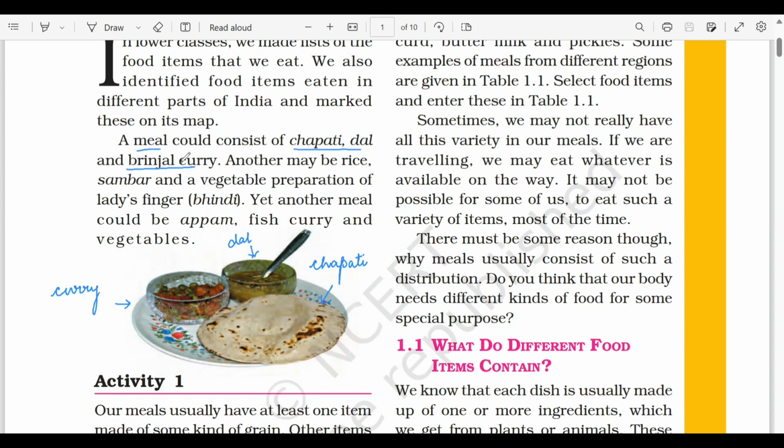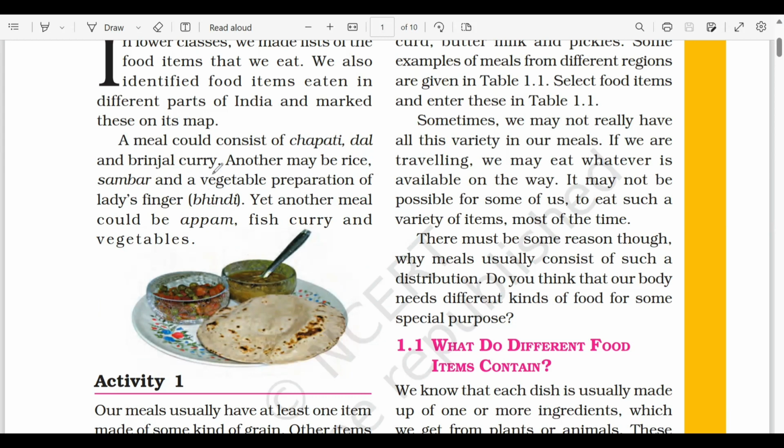Similarly, एक और मील हो सकता है where there could be a rice along with sambar and some other vegetable, might be a lady's finger, bhindi, right? उसी तरह एक और मील हो सकता है which could include appam, rice curry, fish curry and some other vegetable. So there are different meals available and these meals are eaten in different parts of our country.